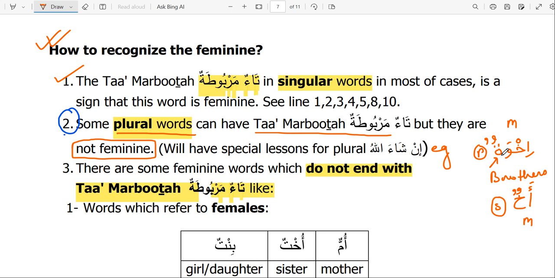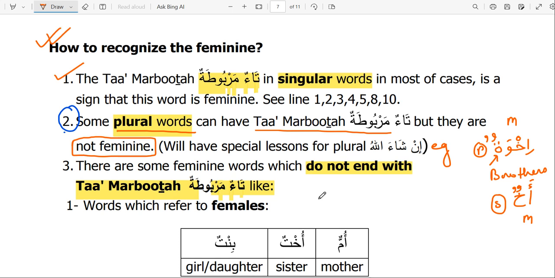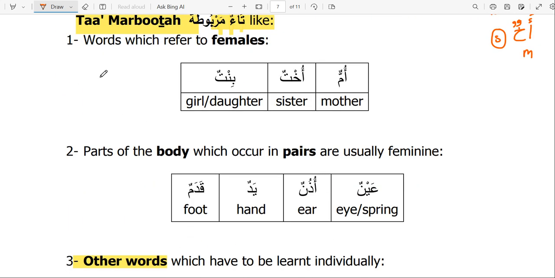And now there are some feminine nouns which do not end with the ta marbuta. Now it's the opposite. It does not end with the ta marbuta, but it is still feminine. So let's see the examples. What are those nouns? The first ones are the words which refer to females. These nouns are feminine by meaning itself. For example, there is no ta marbuta here, but it is still feminine because the meaning tells you that it's feminine. A mother is always feminine, right? It cannot be male, so it's regarded as a feminine noun in Arabic.